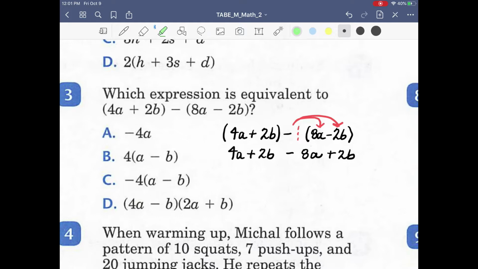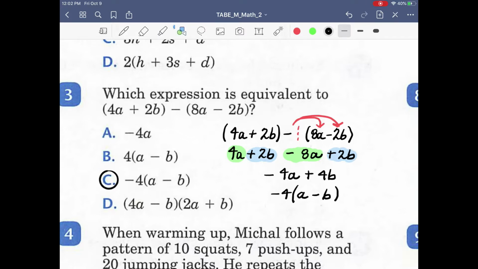And then I want to group my like terms. I have 4a minus 8a. That's going to leave me with negative 4a's. And then we have a positive 2b and a positive 2b. That is positive 4b. So I'm looking for something similar to this one. And it looks like none of my choices match exactly. So I need to keep working with this expression a little bit. They have factored out the negative 4. So they've pulled the negative 4 out. That's left with an a minus b. So I'm thinking option C would be the equivalent.